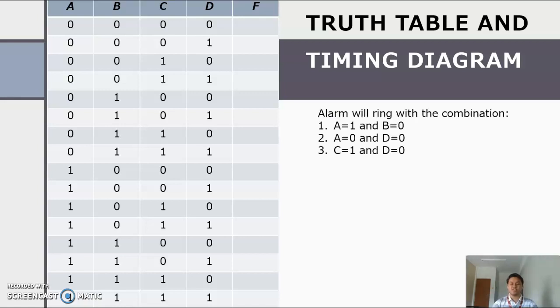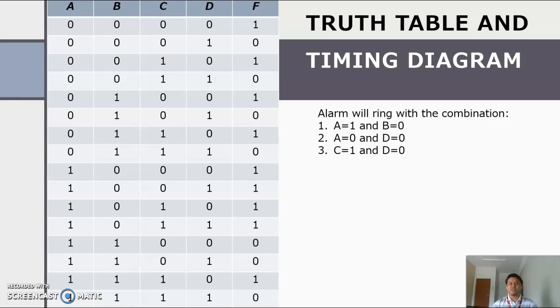If you read the question, it said that the alarm will only ring with the combination of A1 and B0, or A0 and D0, or C1 and D0. With this combination, we will take a look at the truth table, and if the combination of inputs has any of the 3 following combinations, the output will be 1. If we do it correctly, we will get the output as below. So this is the output.